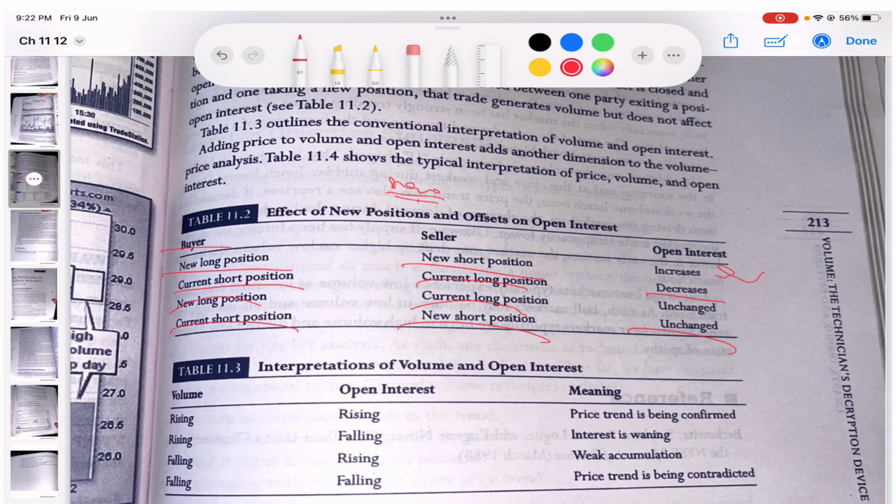Okay. If you have any doubt, try to rewind the video and watch it again. However, I'll quickly discuss it again. New long position, new short position: OI increases. Current short position, current long position: OI decreases. New long position, current long position: unchanged. Current short position, new short position: unchanged.